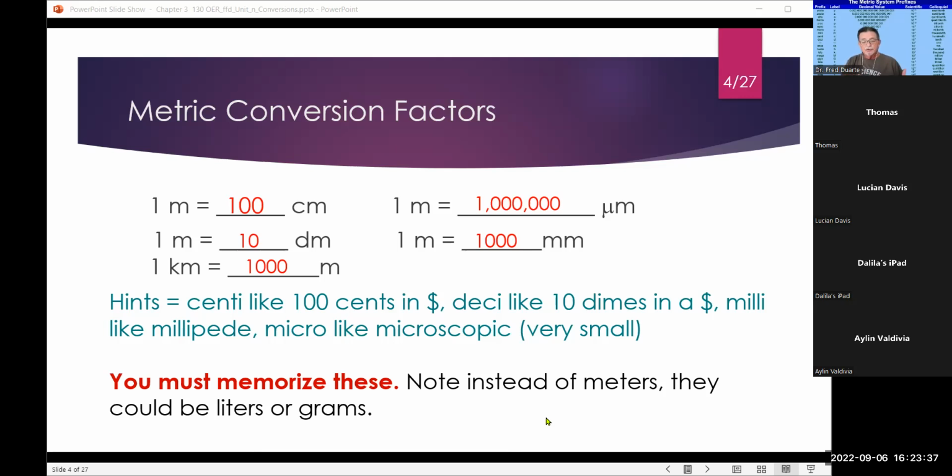And these are conversion factors. 1 meter is equal to 100 centimeters. There are conversion factors that we can set up as a ratio with either centimeters in the numerator or centimeters in the denominator, either way we need, depending on the problem that we need to do.